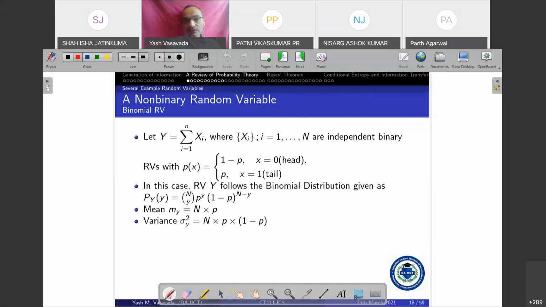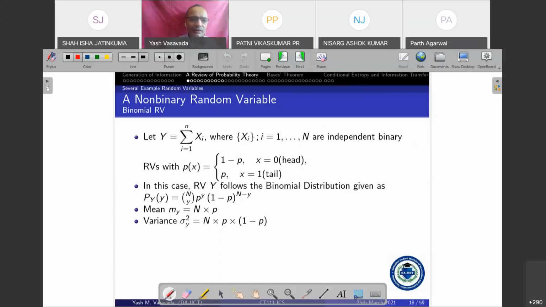Okay, so we have considered one information source which is represented by this Bernoulli random variable. The other information source is a non-binary random variable. Its output is represented using a non-binary random variable, because this information source doesn't produce just binary events. And the name given to this variable is the binomial random variable.